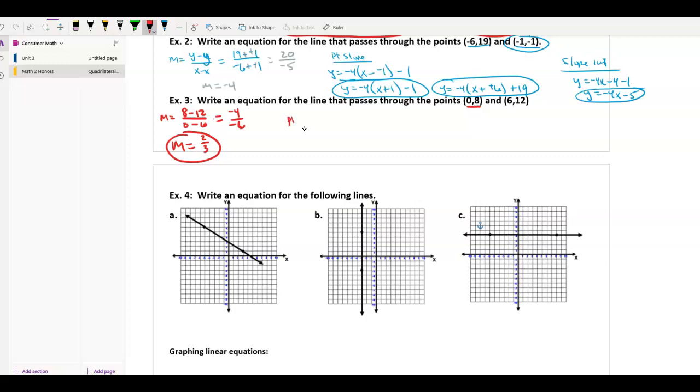So now, right away when I go to write point slope form, I'm going to go y equals 2/3 times x. I'm going to use minus 12. If I use this ordered pair, it'd be minus 6, right? Plus 12.